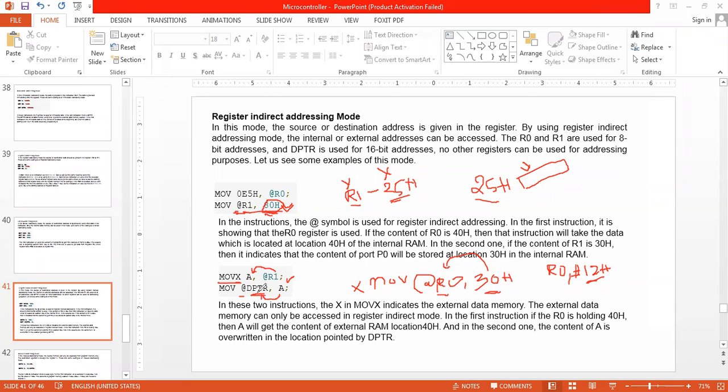So is it understood? A bit confusing, but is it being understood?